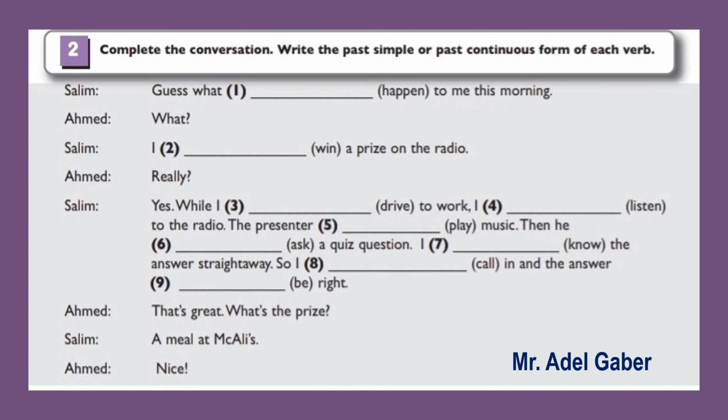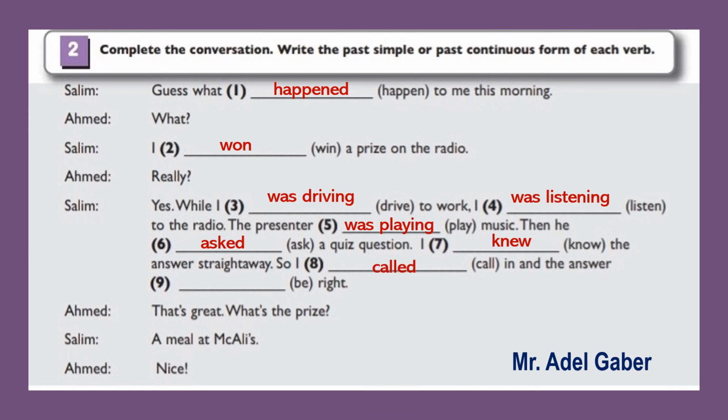The dialogue between Salim and Ahmed. Salim: Guess what happened to me this morning? Ahmed: What? Salim: I won a prize on the radio. Ahmed: Really? Salim: Yes. While I was driving to work, I was listening to the radio. The passenger was playing music. Then he asked a quiz question. I knew the answer straight away, so I called in and the answer was right. Ahmed: That's great. What is the prize? Salim: A meal at McAllis. Ahmed: Nice.